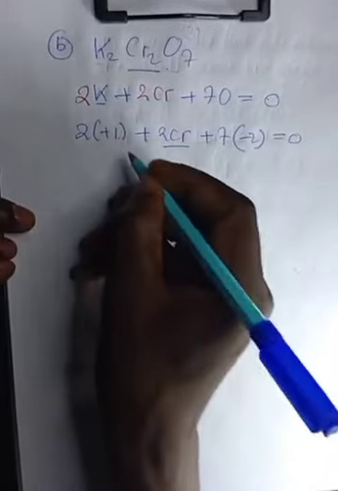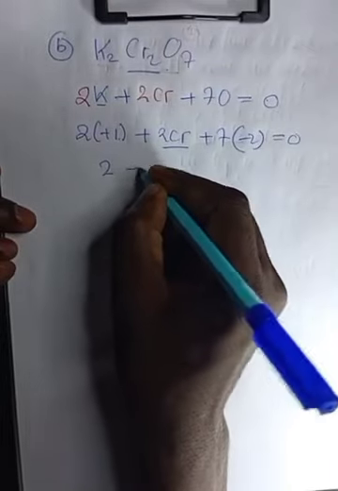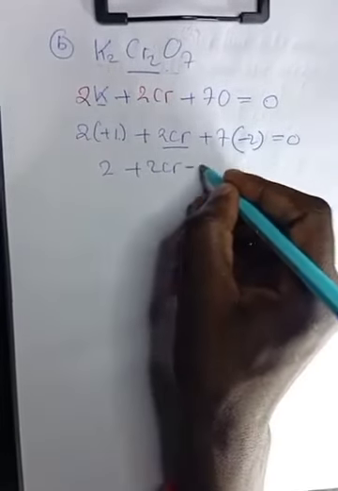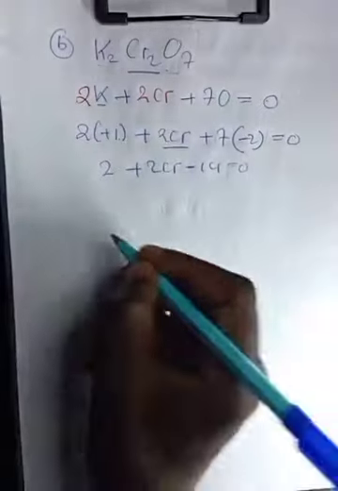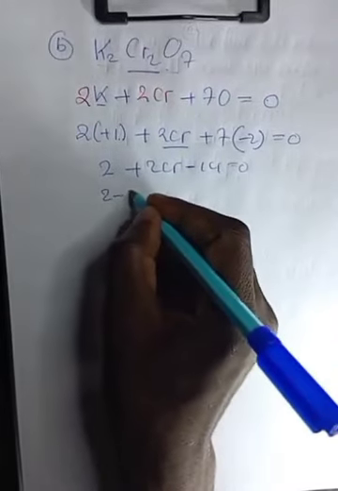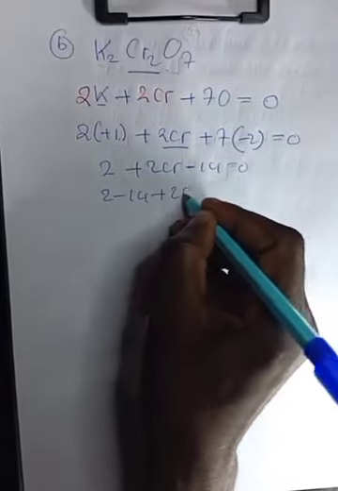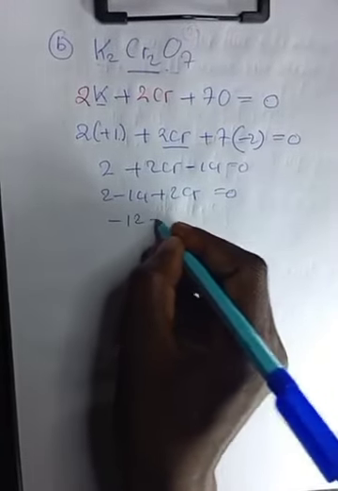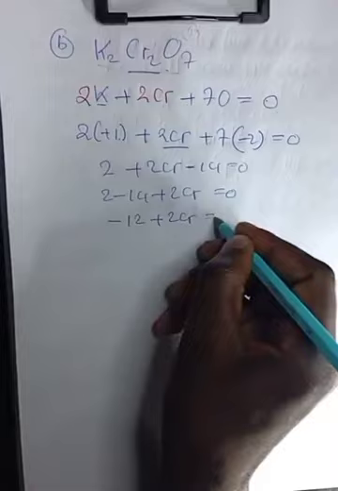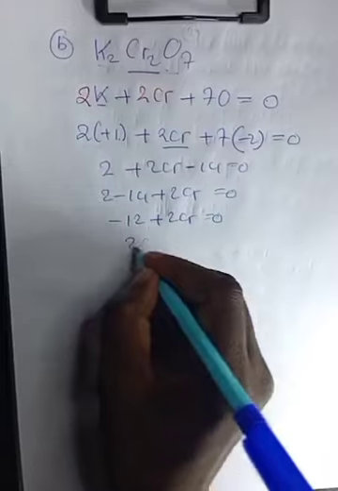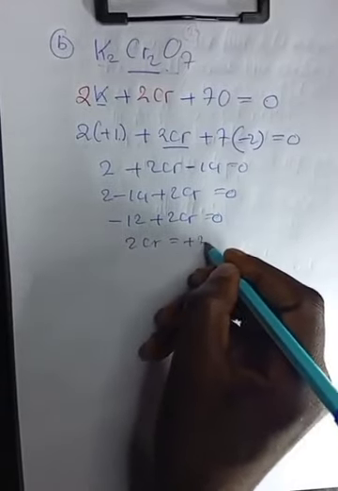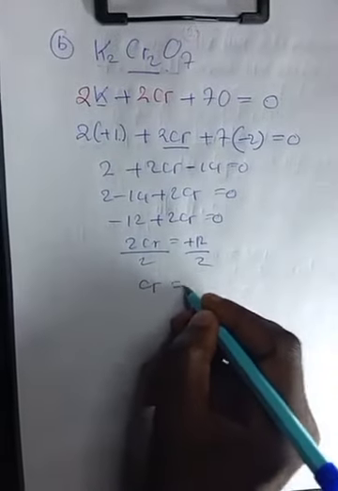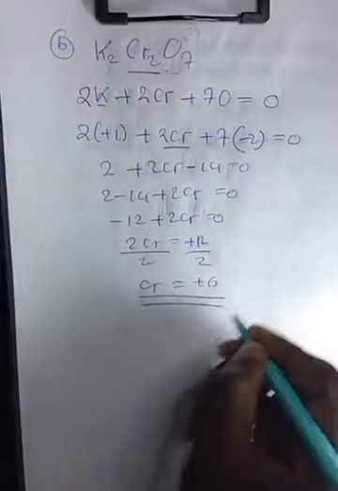So what is 2 times 1? We get 2 plus 2Cr. Then 7 multiplied by negative 2, we get negative 14, equal to 0. So we can say this is 2 minus 14 plus 2Cr equal to 0. So this is negative 12 plus 2Cr equal to 0. And then like terms: 2Cr equal to positive 12, over 2 over 2, meaning our Cr is positive 6. So I've calculated.